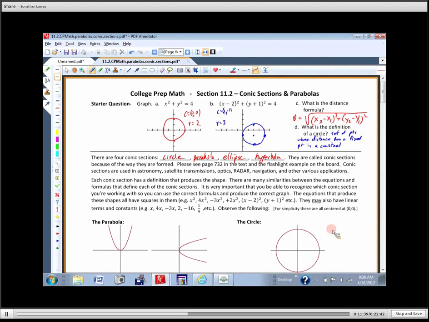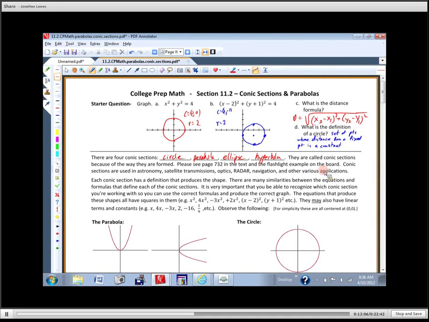So now that you've got a sense for how they're formed and what they look like, they have tons of applications. If any of you have parents or brothers or sisters who work in anything dealing with electromagnetic waves and radio frequencies, optics, lots of different things are applications for conic sections.